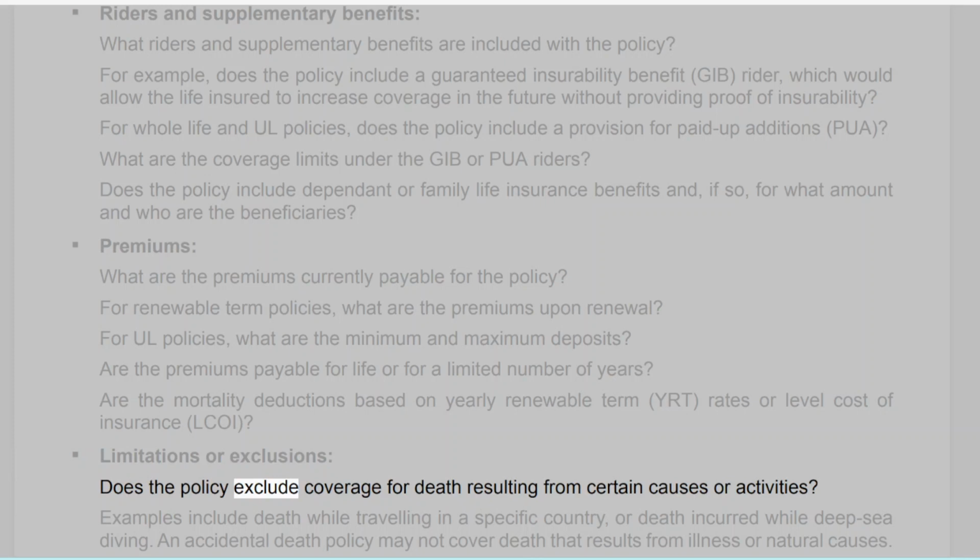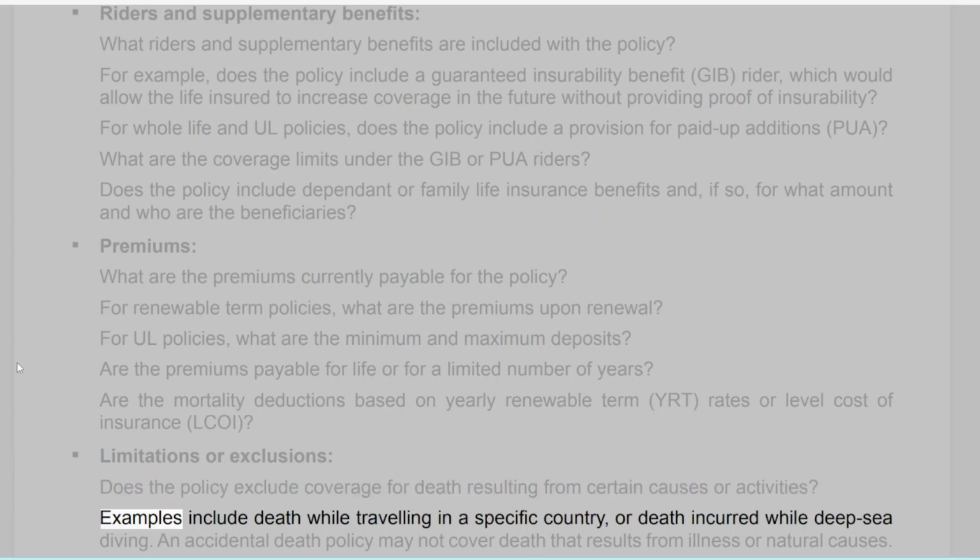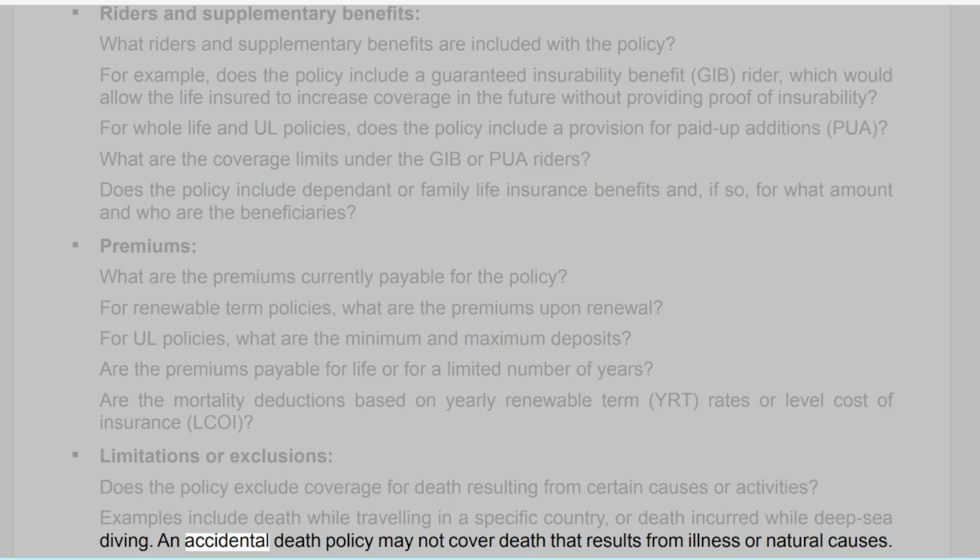Does the policy exclude coverage for death resulting from certain causes or activities? Examples include death while traveling in a specific country, or death incurred while deep-sea diving. An accidental death policy may not cover death that results from illness or natural causes.